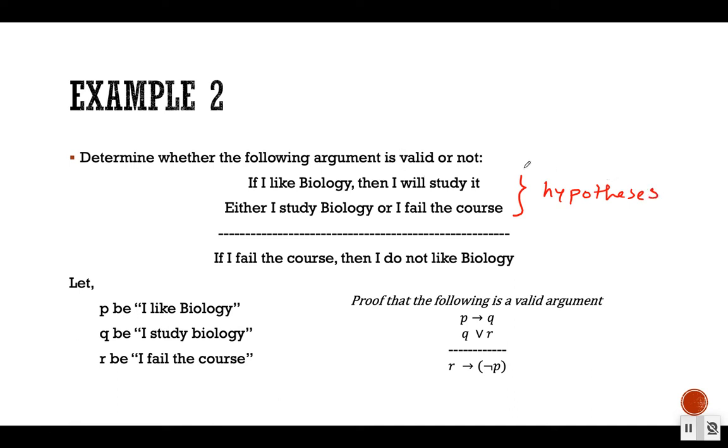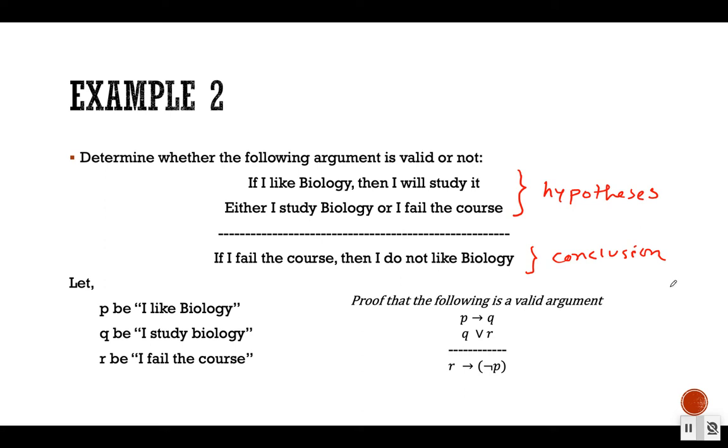If I like biology, then I will study it. Now either I study biology or I fail the course. These two are my hypotheses. Now I have to find out, if these two hypotheses are true, then if I fail the course, I do not like biology. This is my conclusion. So I have to assume that when these two hypotheses are true, the conclusion has to be also true.